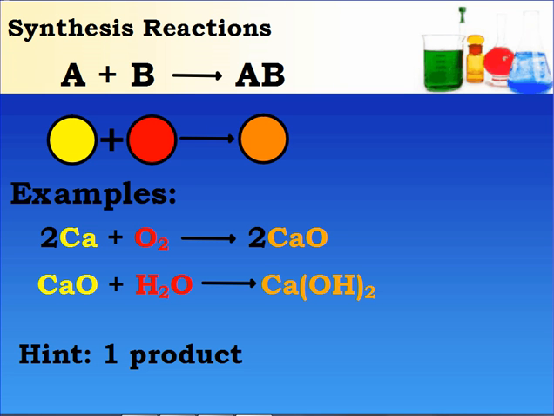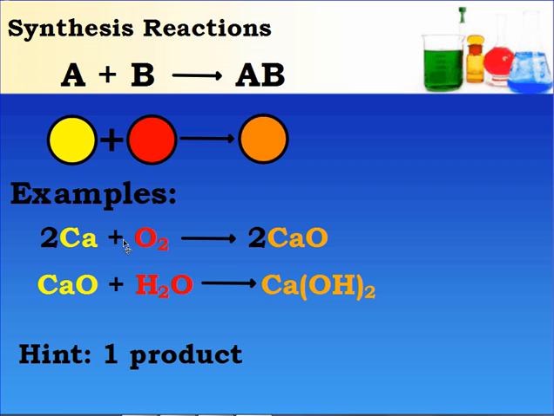A synthesis reaction is where you take 2 or more things and create one brand new product. Here, my reactants are A plus B yields AB. I've done it in color as well. Yellow plus red yields orange. The 2 examples that I have are, here we have 2 elements to form a new compound.